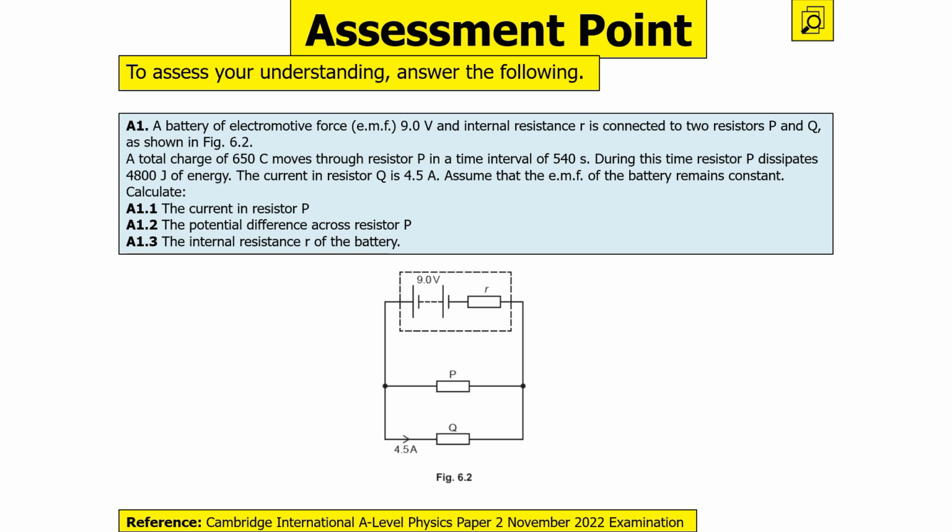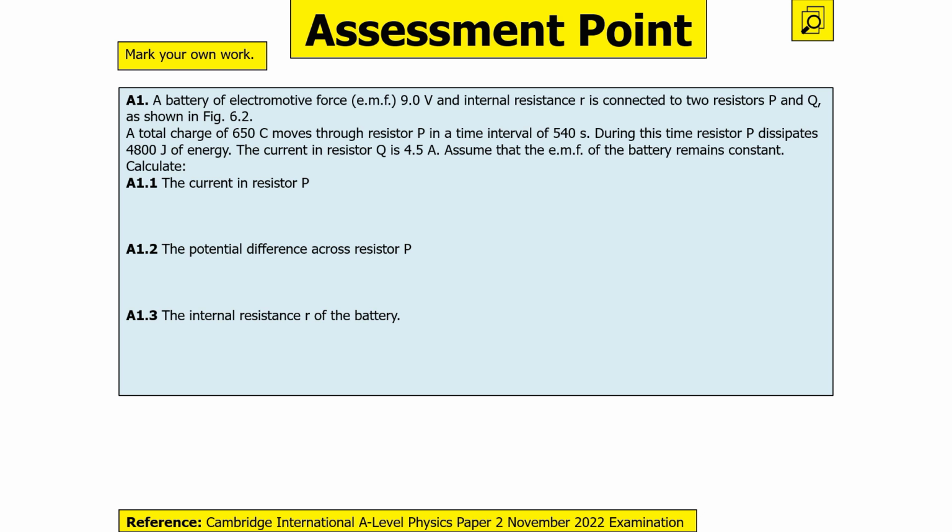So pause the video now, then unpause the video when you want to go through your answer. In this first one, we know that current is equal to charge over time, 650 over 540, which is 1.2 amps. Now we know potential difference is the work done over the charge.